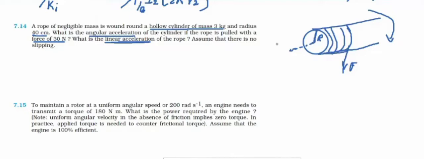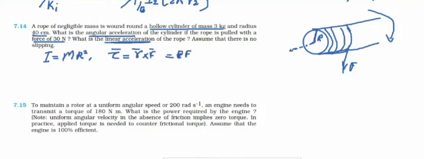Now, what do you have to find? What is the angular acceleration? First of all, it is a hollow cylinder, so the moment of inertia I is equal to mr square. Then the torque formula: torque is equal to R cross F, which is equal to RF sine theta. Here the angle between force and R is 90 degrees, so it becomes RF.